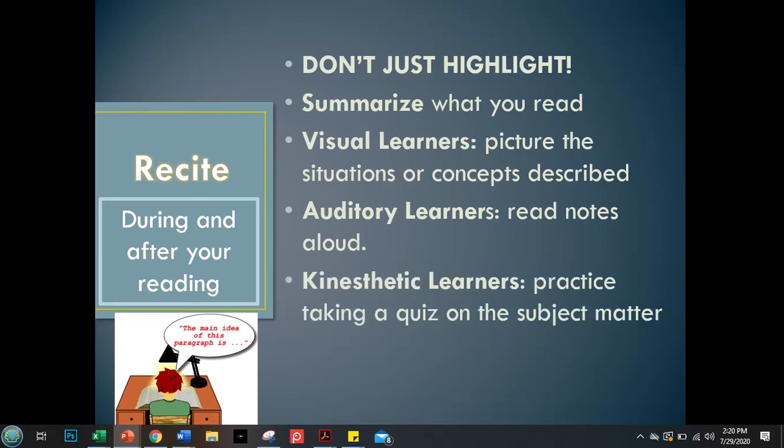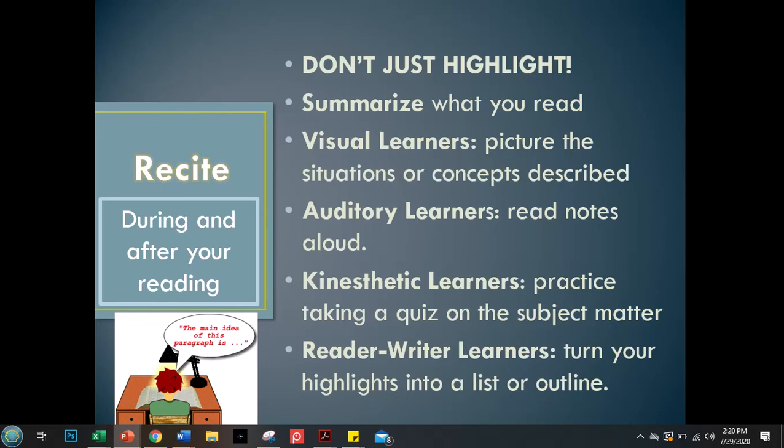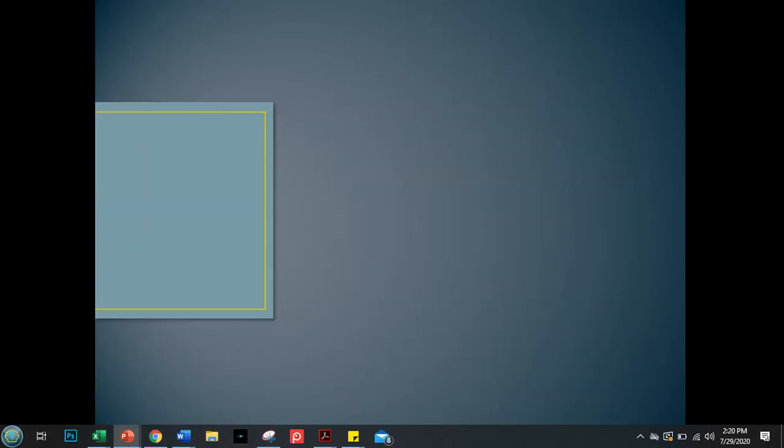Kinesthetic learners, this is my brother. Kinesthetic learners learn by movement. So visual is sight, auditory is sound, kinesthetic is by movement. So a lot of times people who learn by movement also learn by practice. So if you can find a practice quiz, if you can make up questions for yourself during the recitation part to quiz yourself. My brother also used to study by walking around. For him, moving and reading over his notes was helpful. So that's another thing that you can think about. And reader, writer learners sometimes can turn their list into an outline, again, similar to visual learners.